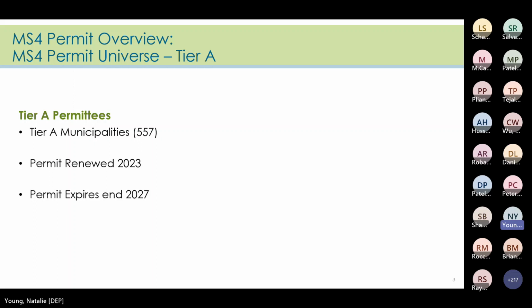The Tier A permit was last renewed in January of this year. As part of the renewal process, the department addressed EPA's concerns to reevaluate the Tier A and Tier B designations to determine if any of the town's MS4 systems needed to be authorized under the Tier A permit. We found that all Tier B towns required reassignment due to population density increases in urban areas or due to discharges to impaired waters and/or waters with TMDLs.